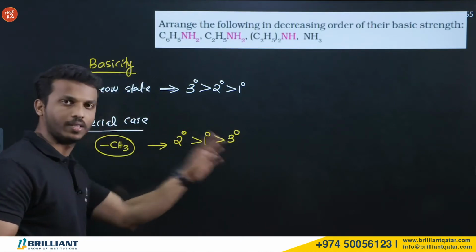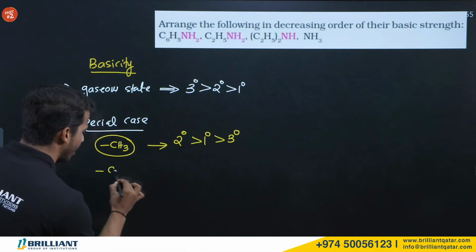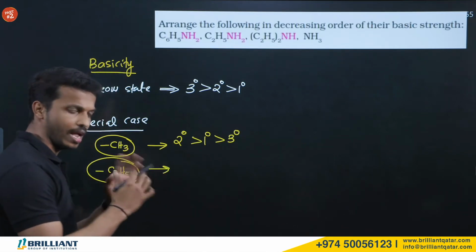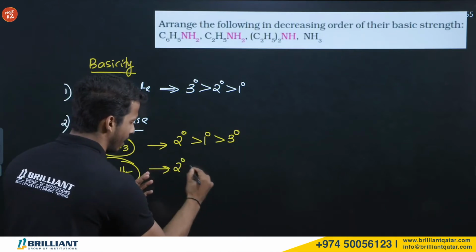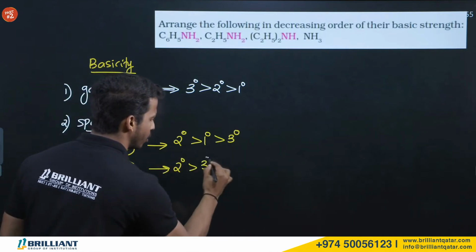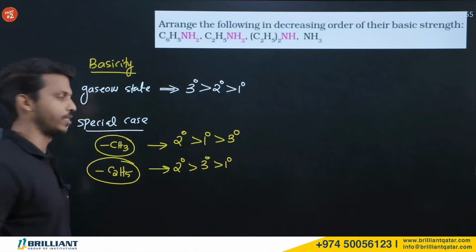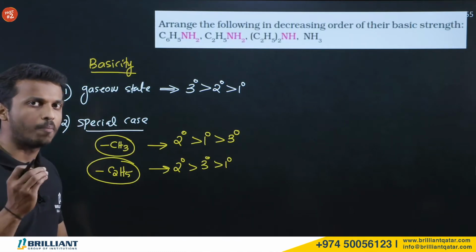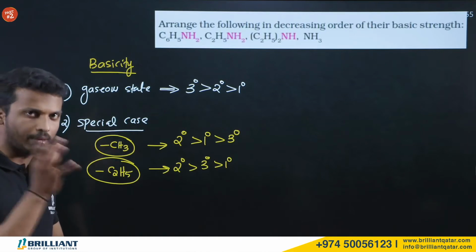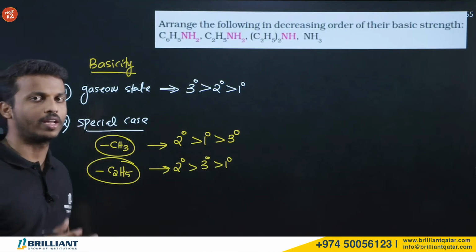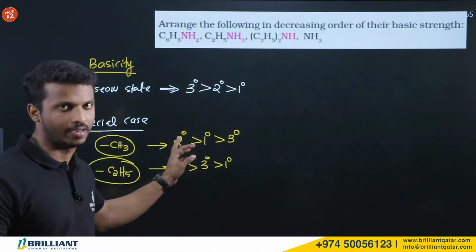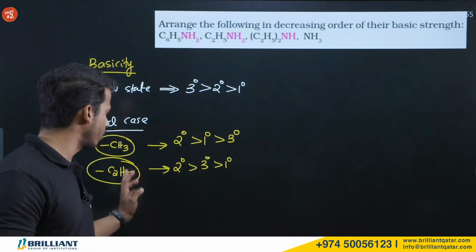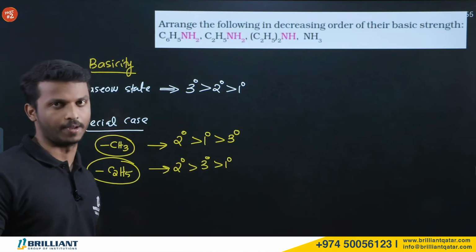Remember 2, 1, 3. If the alkyl group is an ethyl group, we are dealing with another rule here: secondary, then just interchange tertiary and primary. That's it. If the alkyl group in the given amine is a methyl group, you have to follow the order secondary, then primary, then tertiary. If it is an ethyl group, you have to follow secondary, tertiary, primary.